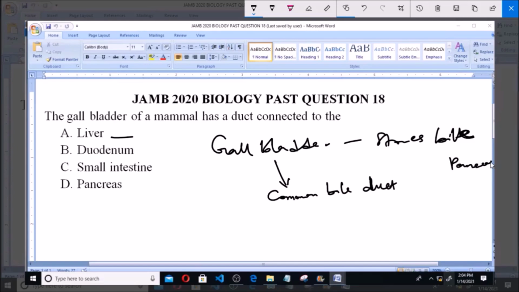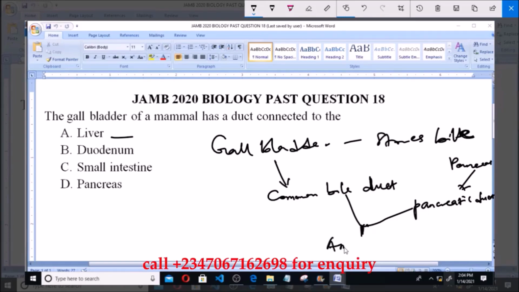The pancreas has its own duct also. We call it the pancreatic duct, or the duct of Wirsung, but I will call it for our level the pancreatic duct. Now this pancreatic duct will unite with the duct of the gallbladder and form what we call the ampulla of Vater. Now this ampulla of Vater will then enter into the duodenum.